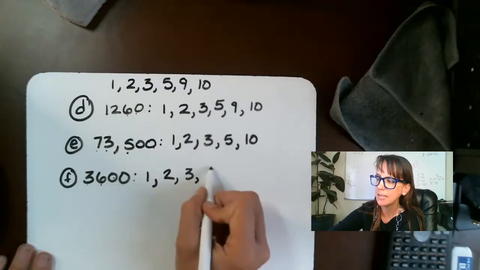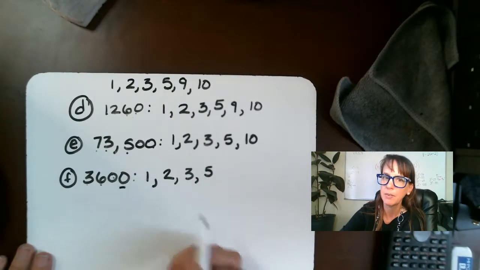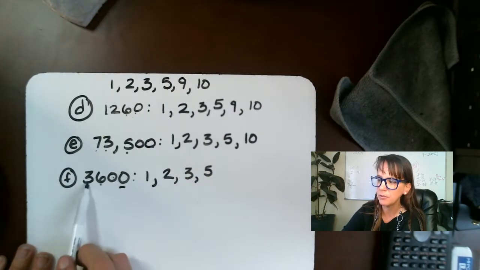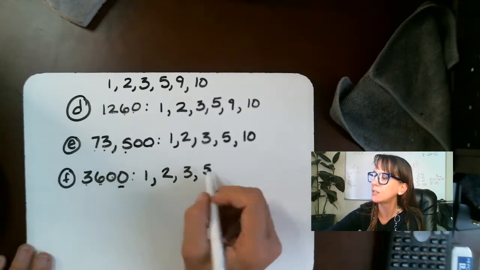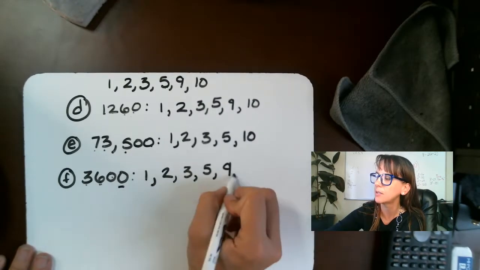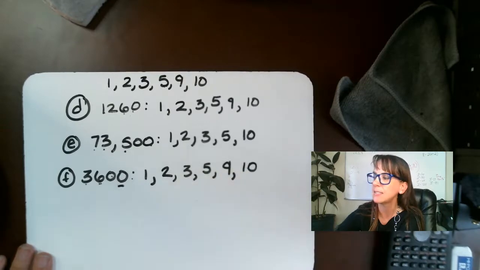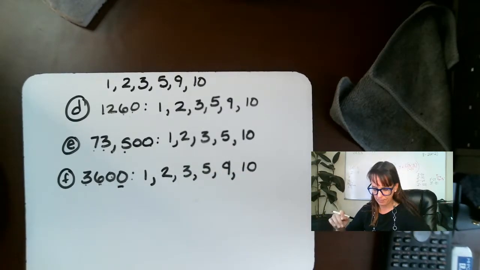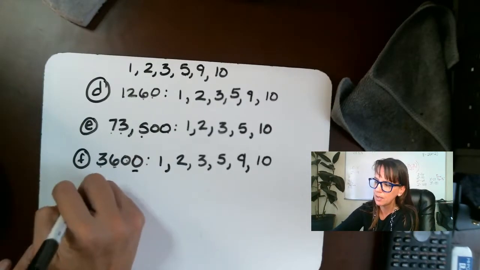5, yes, because it ends in a 0 or 5. 9, well again, 3 plus 6 is 9, and 9 goes into 9, so therefore 9 is going to go into that. And then lastly is 10, because it ends in a 0. Good. All right, so let's look at G.